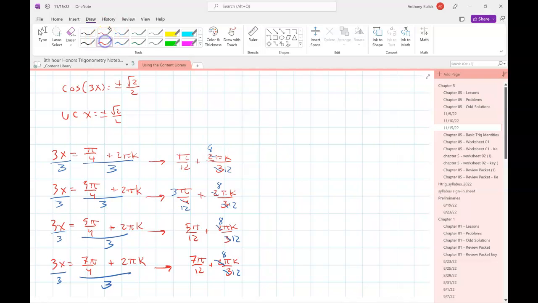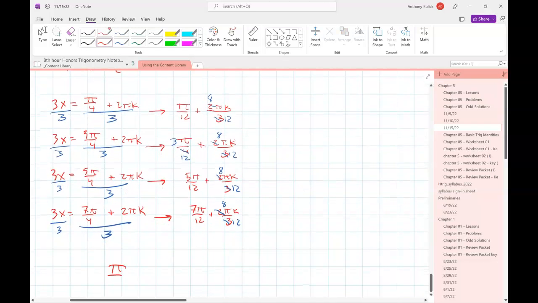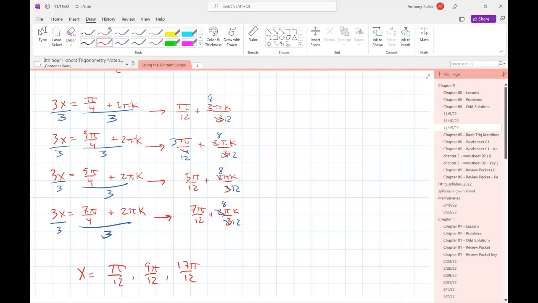Okay, because I want my answers from 0 to 2 pi, right? So I'm going to start with pi over 12. And if I add 8 pi over 12 to that, I get 9 pi over 12. If I add another 8 pi over 12, that gives me 17 pi over 12, still less than 2 pi. And if I do it again, I get 25 pi over 12. That's too big. On to my next answer.